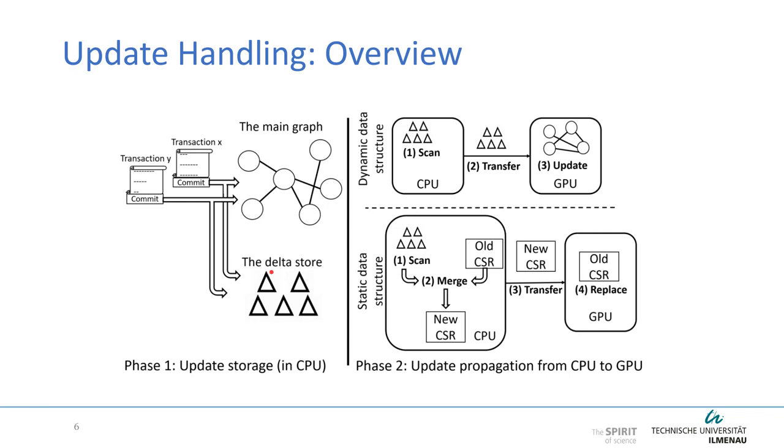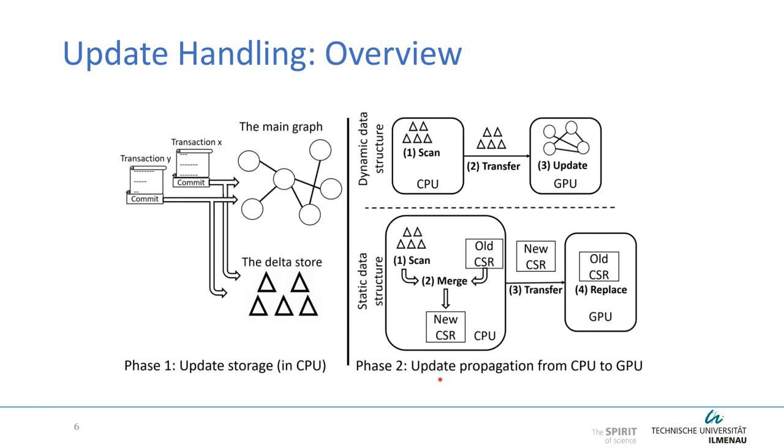So they also append deltas to reflect the changes or the modifications that they made to the main graph. And then the update propagation phase is triggered as soon as we have analytics to execute. So when we have analytics to execute, we propagate the changes, which are in the form of deltas in the delta store, to the graph instance on GPU.